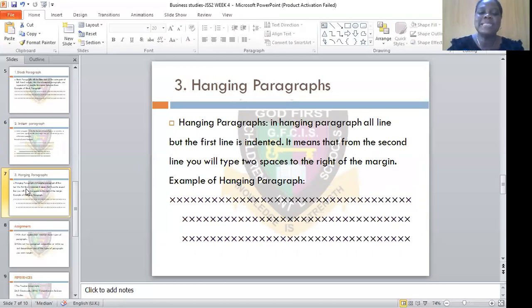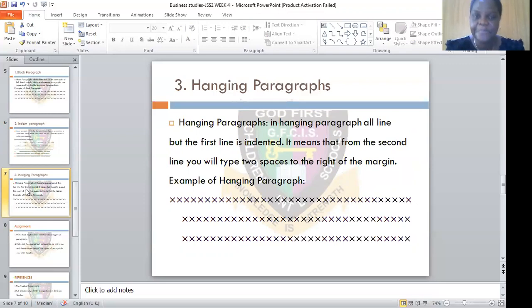But the subsequent lines, you will give 2 spaces before to the right margin before you continue to type. Are you confused? Don't be. It is very, very simple.